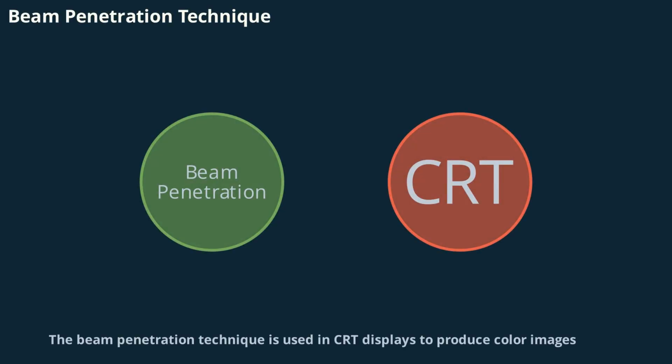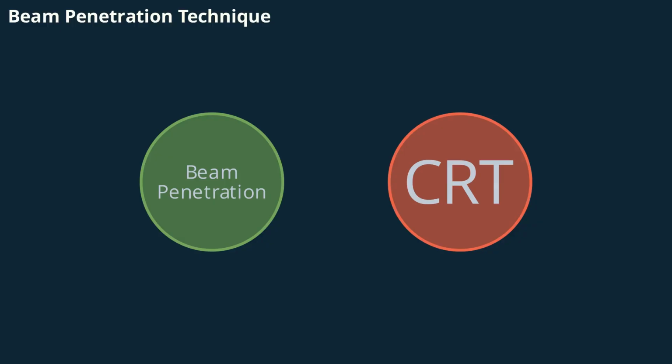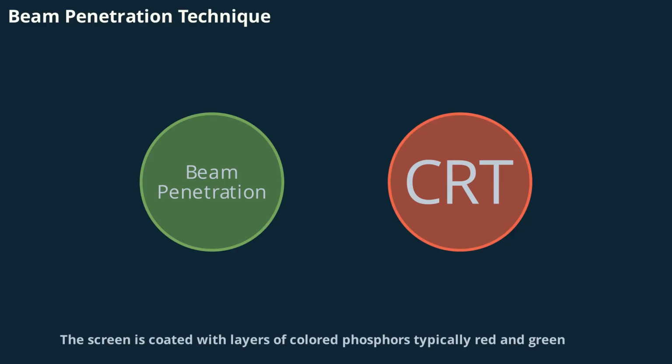Beam penetration technique is used in CRT displays to produce color images. The screen is coated with layers of colored phosphors, typically red and green. By controlling the speed of the electron beam, different depths of phosphor layers are excited, producing red, green, orange, or yellow. This method offers limited color range and quality compared to modern shadow mask techniques.